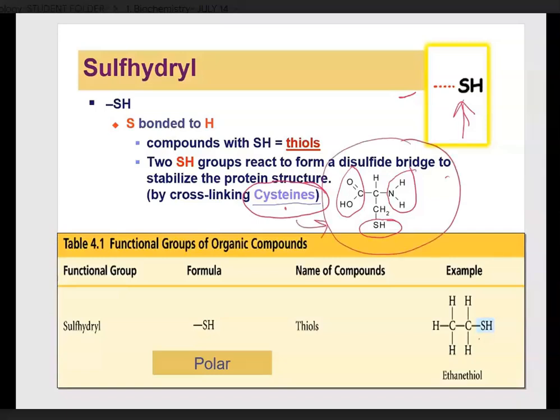So what happens when the protein is folding? Two cysteines are going to come together, and they are going to form a bridge. So there's another one, and you would have the rest of the amino acid. This bridge is actually a very strong covalent bond, and is going to be called a disulfide bridge. This covalent bond is going to stabilize the protein structure. We will discuss the protein structure later, but for right now, just understand that this functional group is particularly important when it comes to stabilizing the 3D structure of the protein.